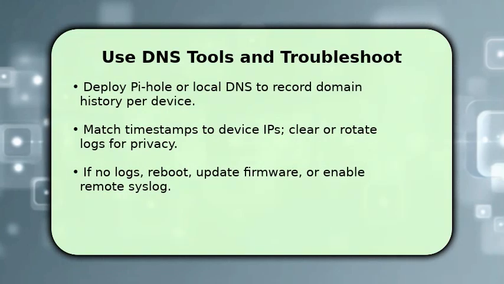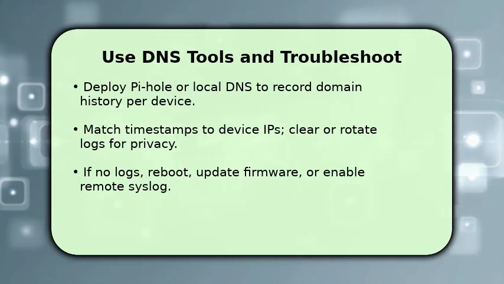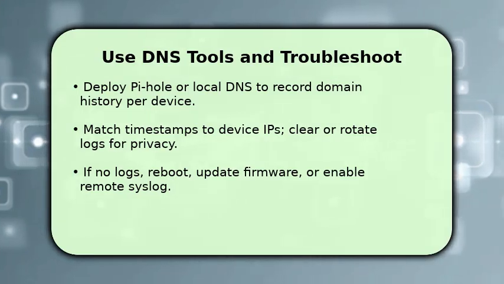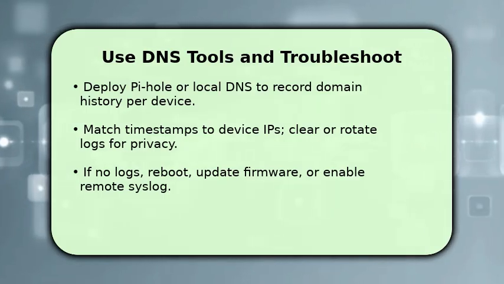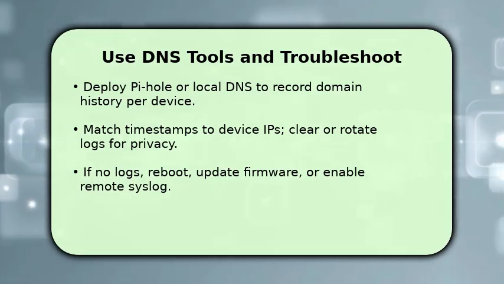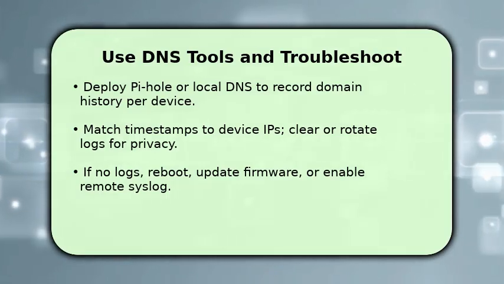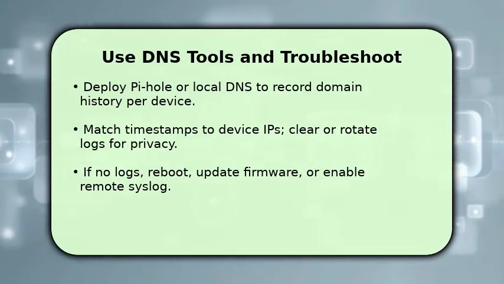Finally, consolidate history using DNS tools or the router's saved logs. Install Pi-hole on a small server or Raspberry Pi and point the router's DHCP DNS to it. Pi-hole logs domain queries per client, making history easy to read. Once done, correlate timestamps with device IPs to see when sites were visited and export results if needed.